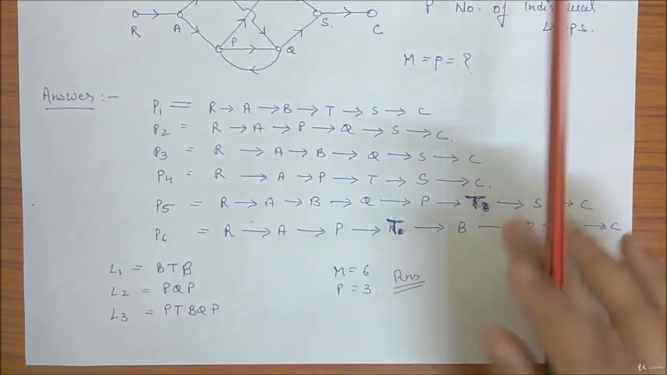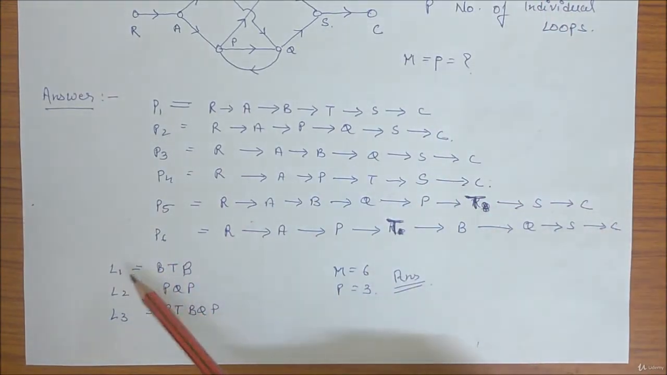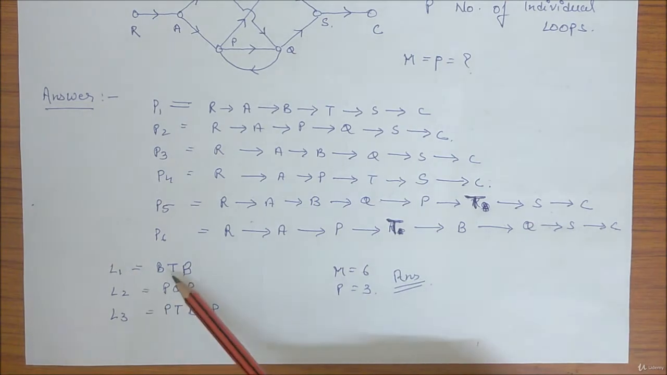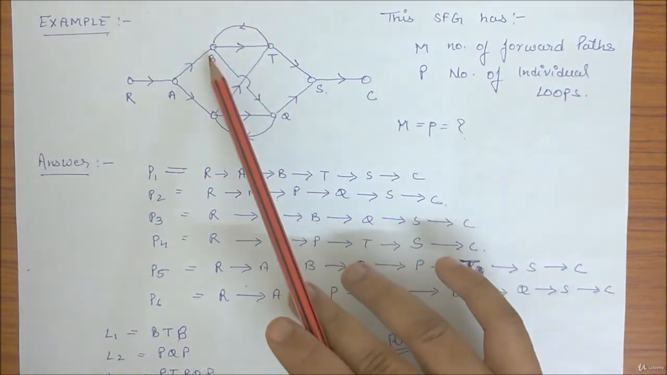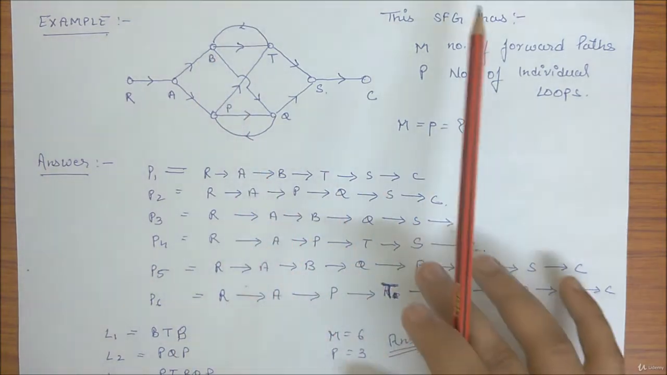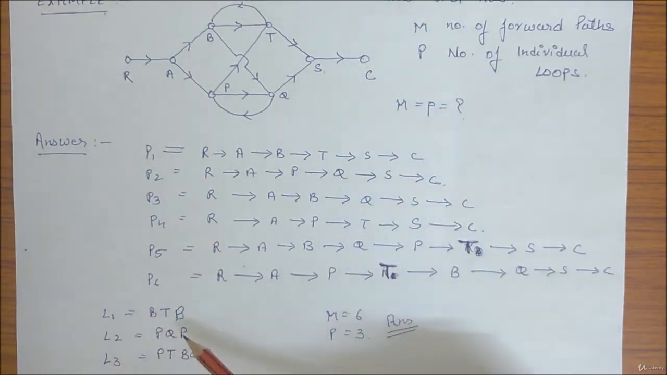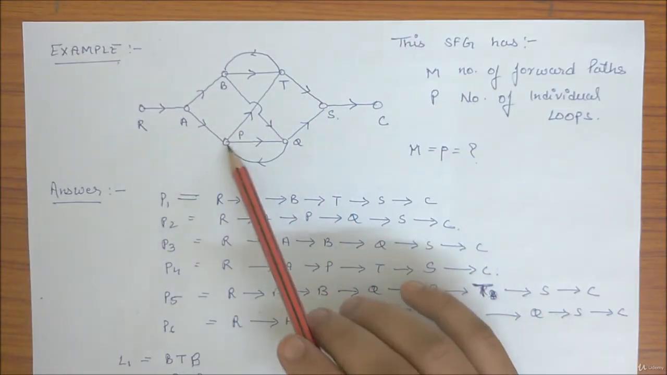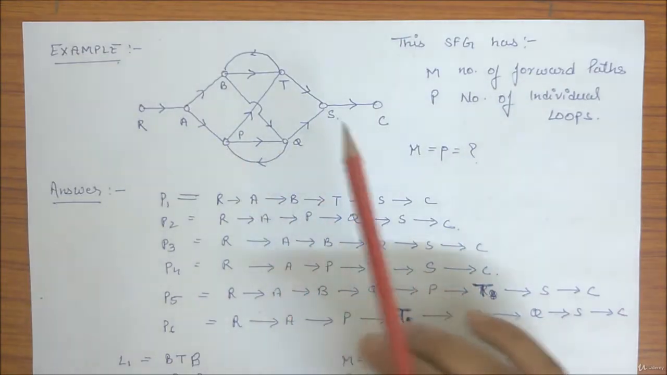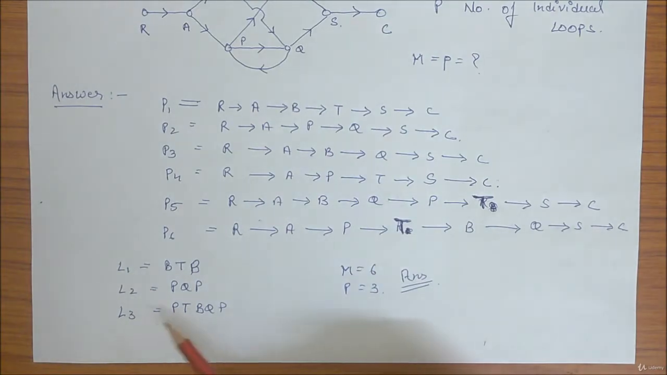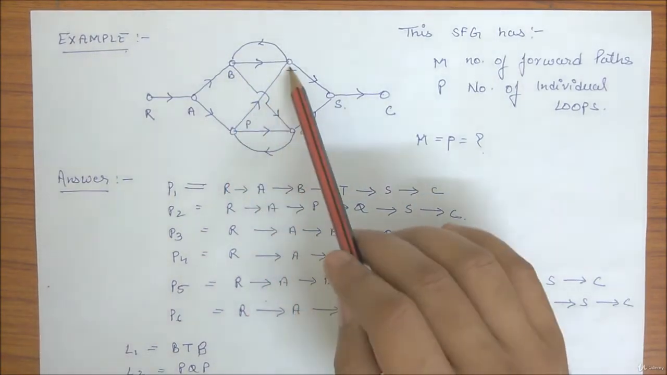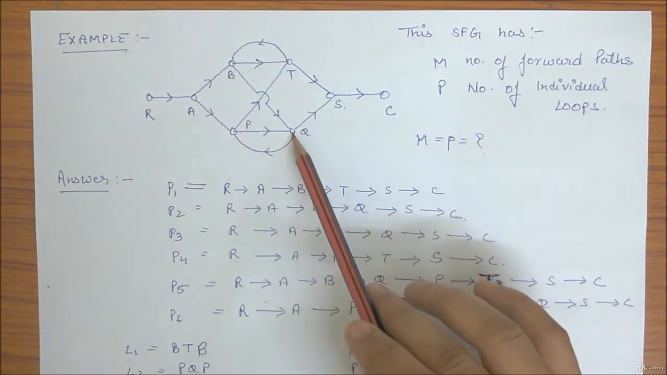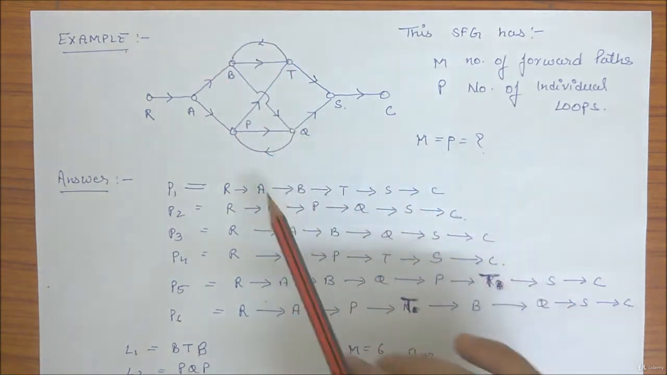Now if you see the loops, there are 3 loops in total. L1 is BTB, then L2 is equal to PQP, and the last one is L3, PTBQP. It's like an 8.